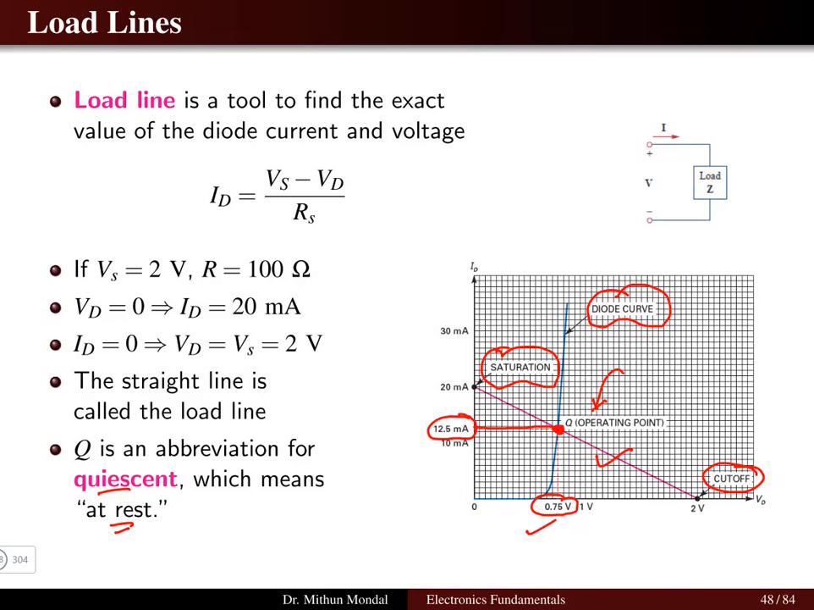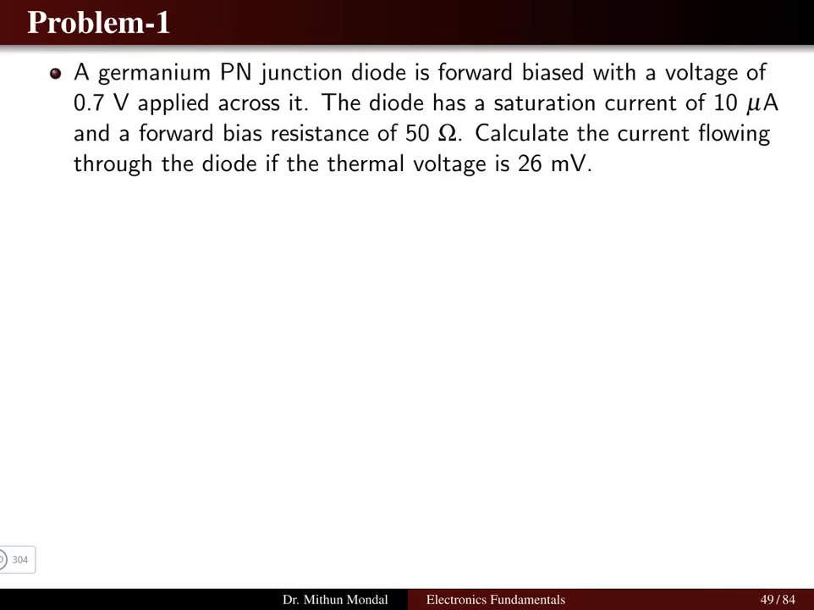So operating voltage and operating current is the point which we get by intersecting the diode curve with the load line. So the load line is a very important tool for experimental purposes. Let us see the first problem in this particular topic.